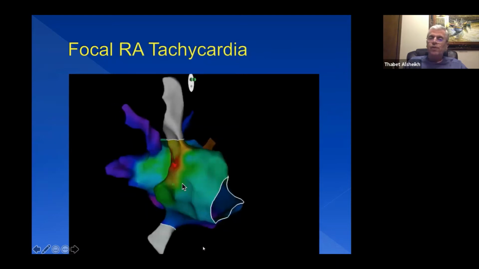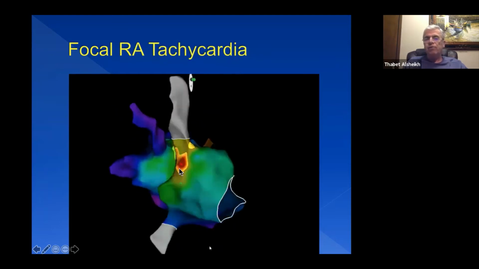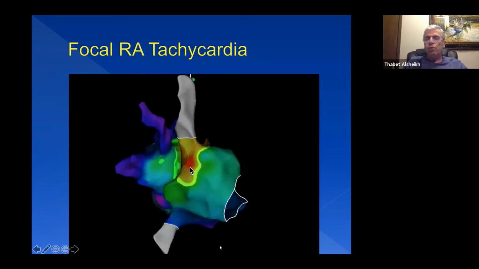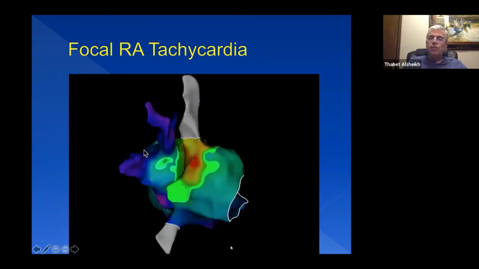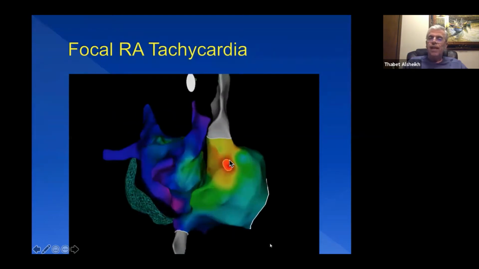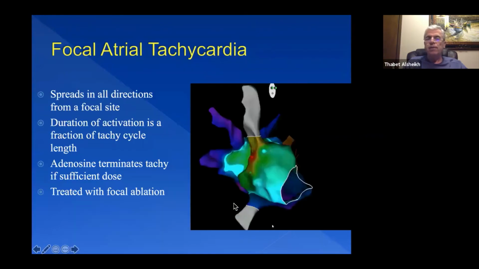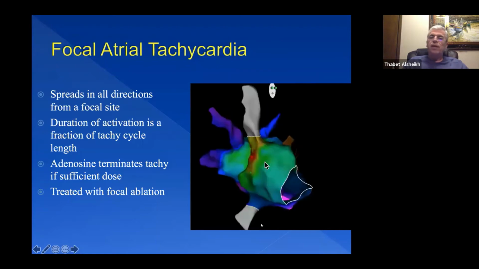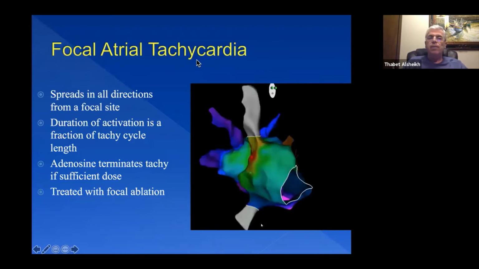So when we see the propagation map of that focus, we can see how the activation starts in this spot and spreads in all directions in the right atrium and across to the left atrium. And that focal ablation here in this spot was able to terminate the tachycardia. So just looking at this example, we can define some of the characteristics for the focal atrial tachycardia.